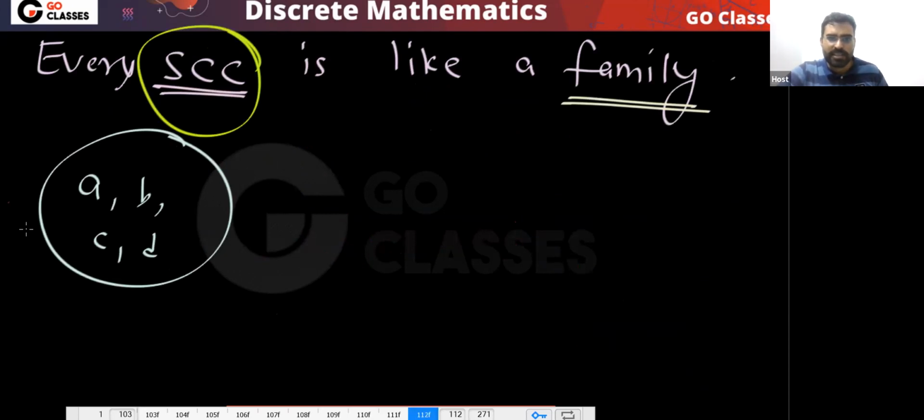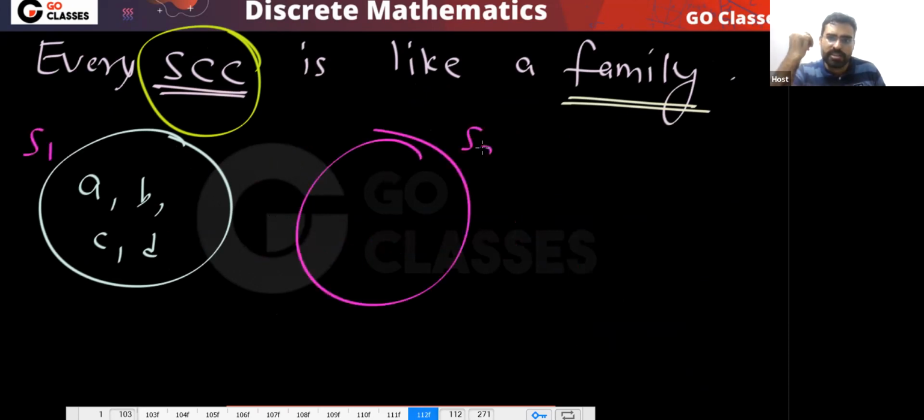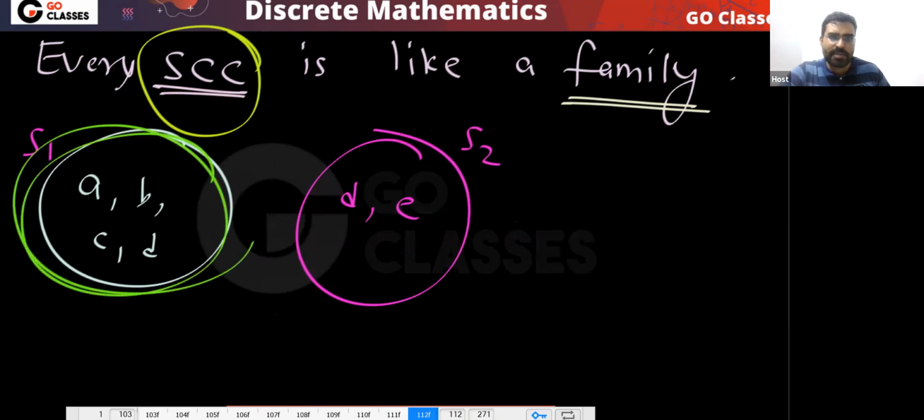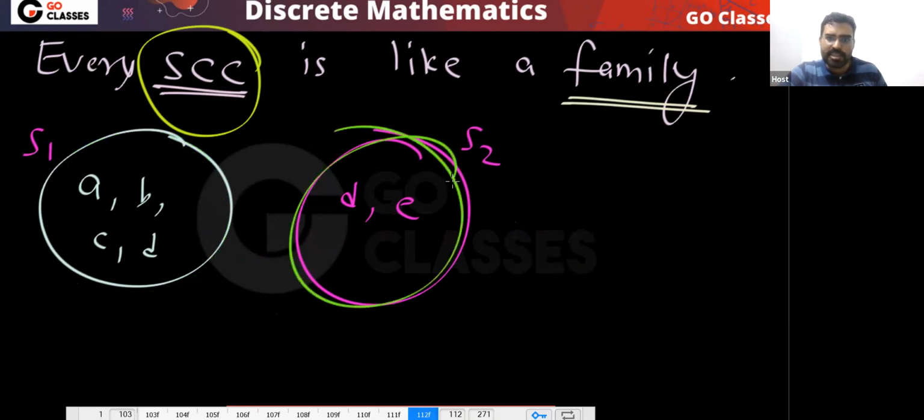Now, please notice one more thing. Let's assume this is the family. This is your strongly connected component 1, and this is strongly connected component 2. This is maximal. This is a family. This is maximal. Is it possible that B, D are strongly connected?